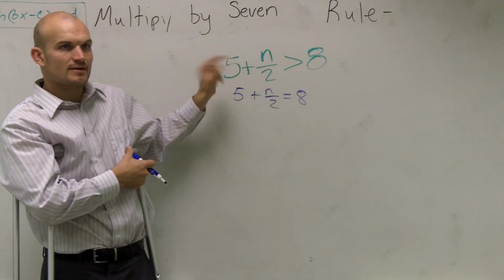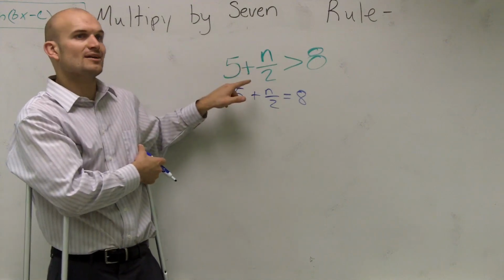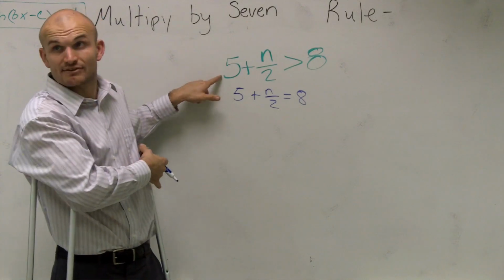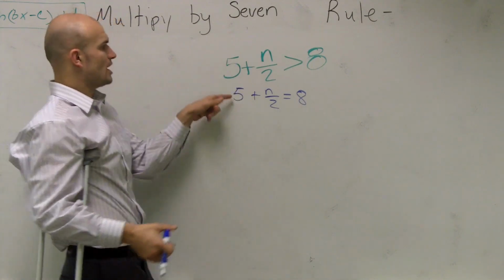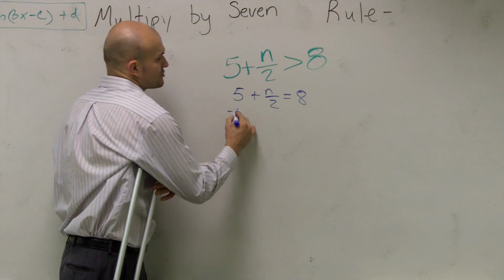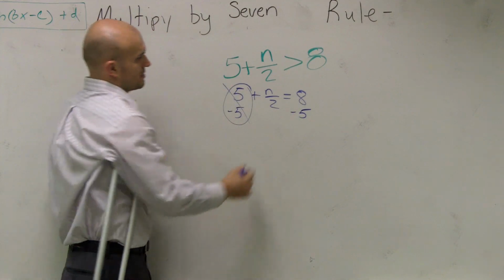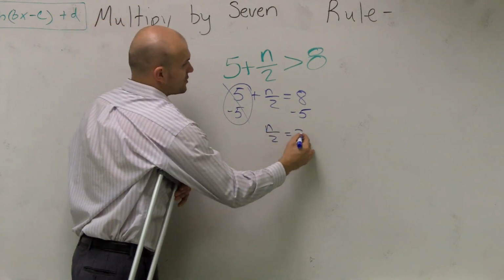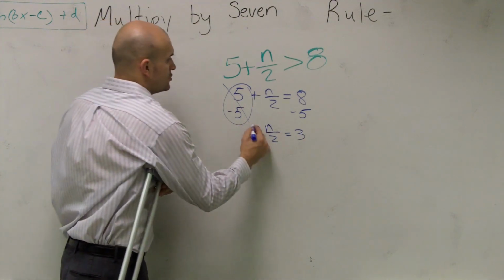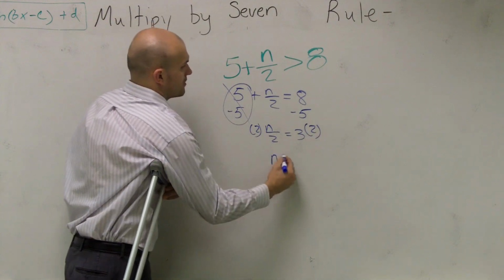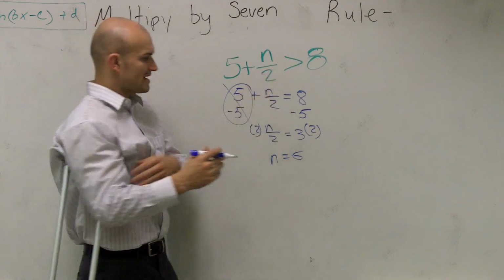And then what is the 5 doing? The 5 is adding to the n. It's not adding because of the plus sign, but because it's positive in front. That's a positive 5, so I know it's adding to my variable. To undo a positive 5, I need to subtract 5. Therefore, now I have n over 2 equals positive 3. Now I need to undo division by 2. To undo division, you multiply by 2. So therefore, n is equal to 6. Now, I plug back in my sign.